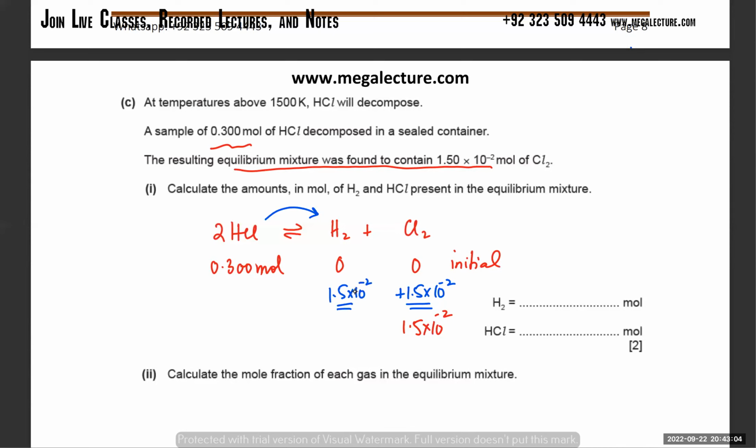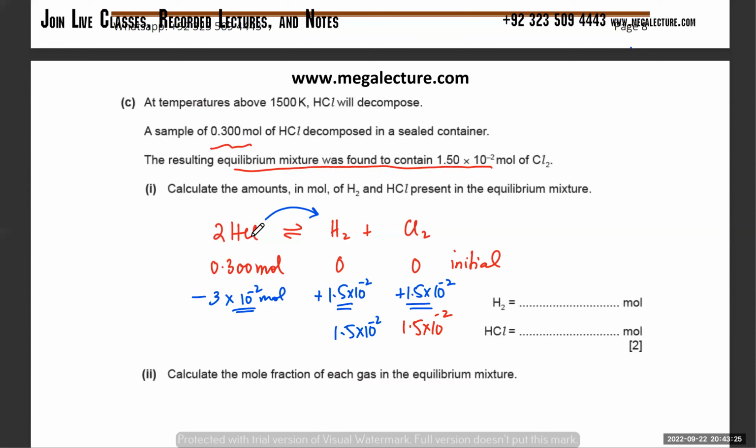3.3 times 10 power -2. That's going to be 3 times 10 power -2 moles, right? But they would be added here because they're getting produced. Over here, they would be reacting, right? So how many moles will be left of H2? That's going to be 1.5 times 10 power -2.